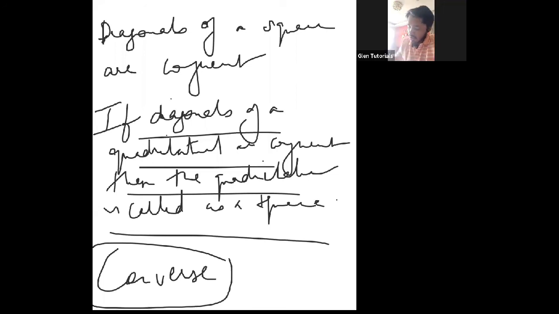Now if you remember, in the previous lecture we did a theorem. What is the name of that theorem? Can anyone unmute and tell me which theorem we did in the previous lecture? Vertically opposite angle theorem. What was the theorem statement? Can anybody tell me?